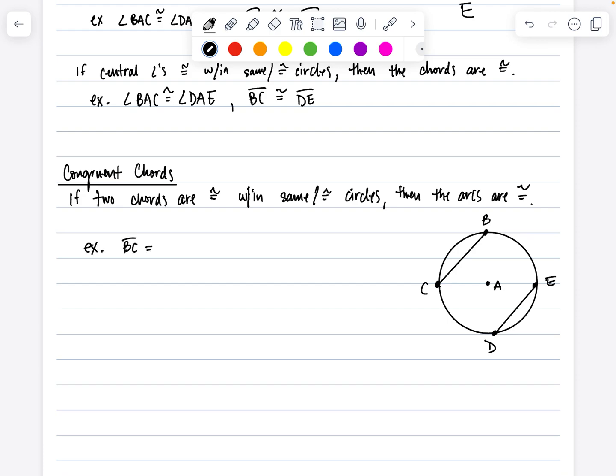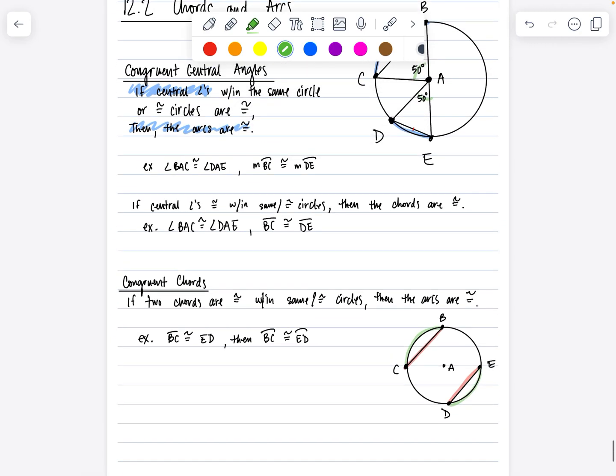For example, if BC is congruent to ED, then the arc BC, even the measure of the arc, is going to be congruent to ED. If you want to just do some highlighting for this, you absolutely could. BC is congruent to ED. Then we could say the arc BC and the arc measure will be congruent to ED in both cases, arc length and arc measure. All right, so that's all I have for you today.